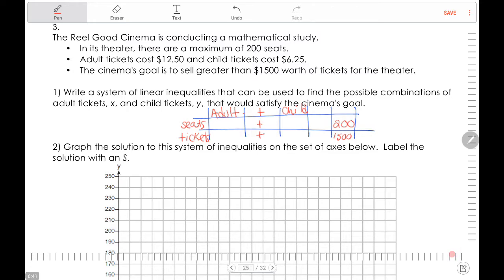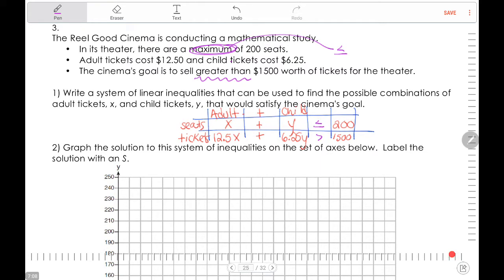So we don't know how many adult and child there are, and we know the cost is $12.50 for an adult and $6.25 for a child. So when I'm doing inequalities, I have to think of my symbol. So maximum means I can have less than or equal to that amount, and minimum means greater than.